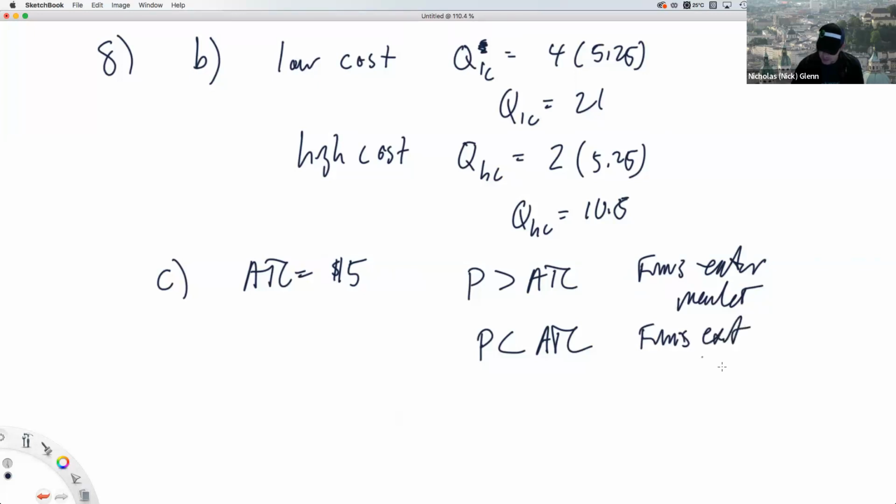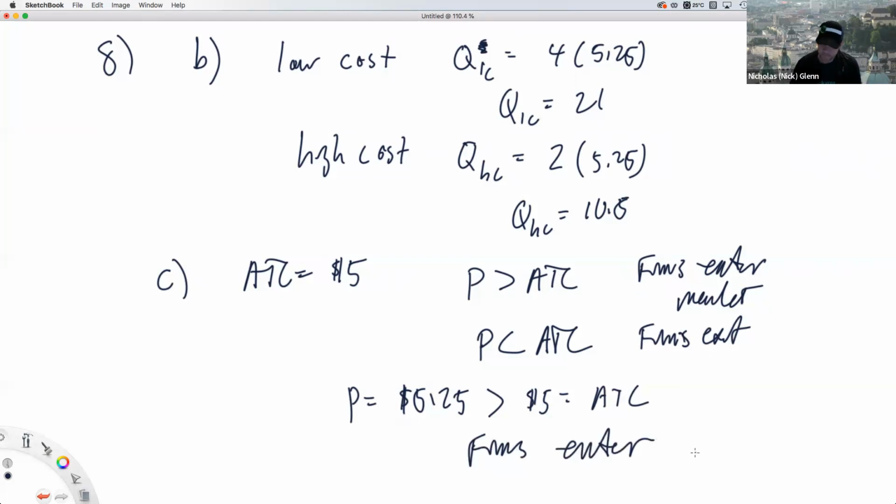In the short run, the price may still be greater than average variable cost, so they may stay in. But in the long run, when they can adjust everything, there are going to be some firms that exit, right? And so what do we have in this case? Remember we said our price was $5.25. Well, this is greater than the average total cost of $5. So firms are going to enter.